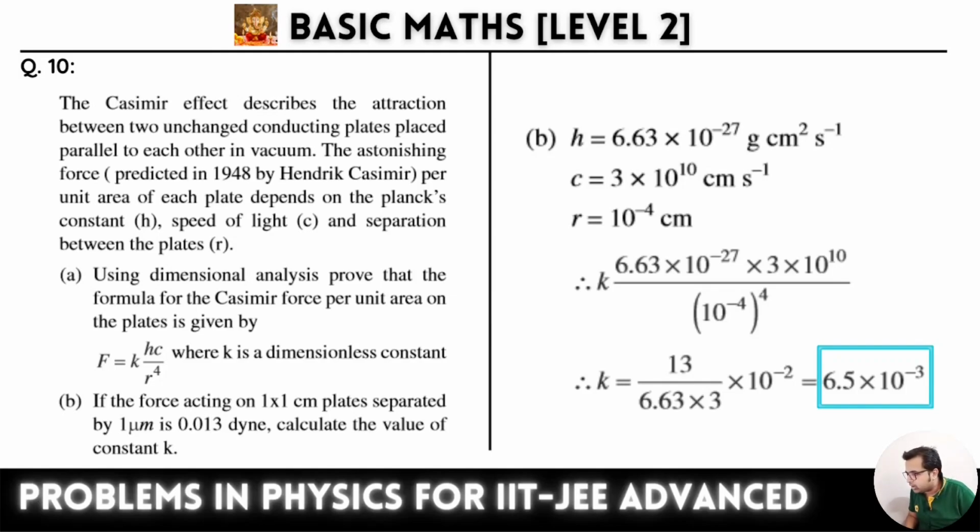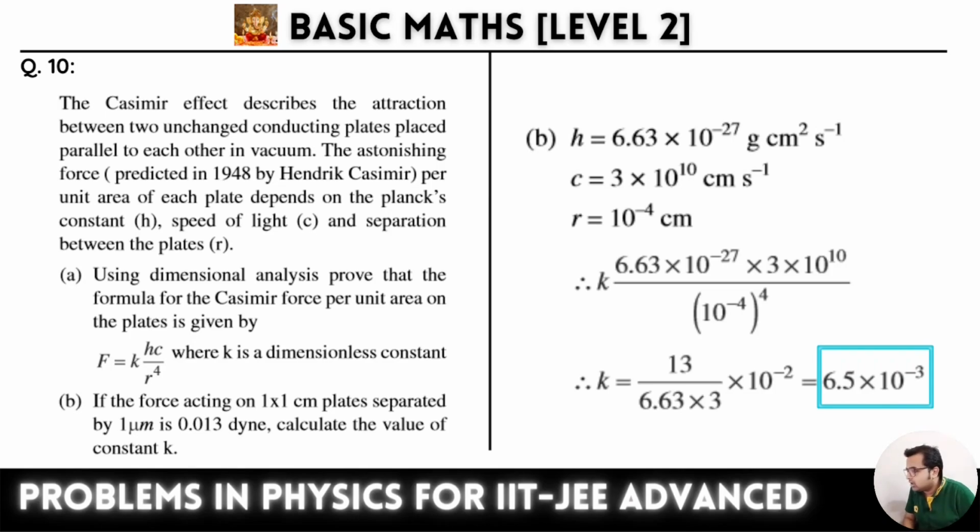So force per unit area is 0.013 dyne. Planck's constant value you should memorize, because it is a very important quantity used in many of the problems. So Planck's constant, speed of light, you already know. Speed of light is 3 into 10 to the power of 8. You may be surprised how it is 3 into 10 to the power of 10, because it is centimeter per second. We are talking 3 into 10 to the power of 8 meter per second, but here we are taking everything in centimeter.